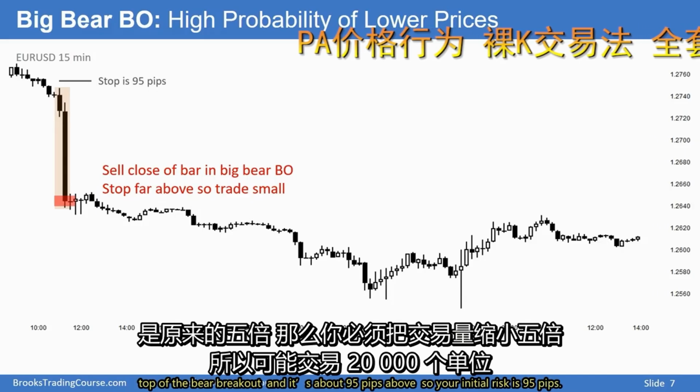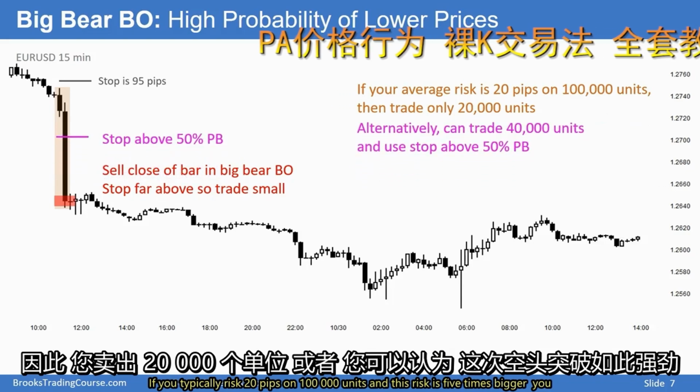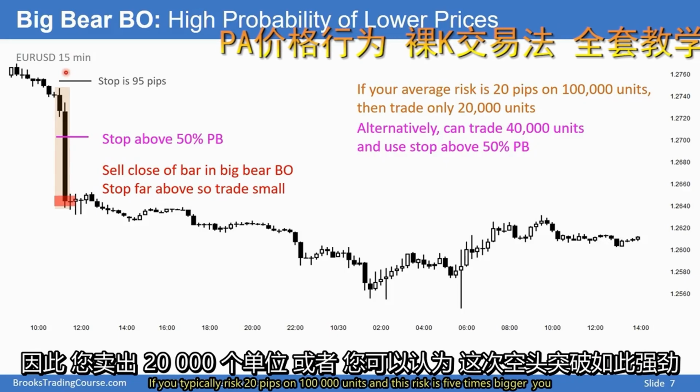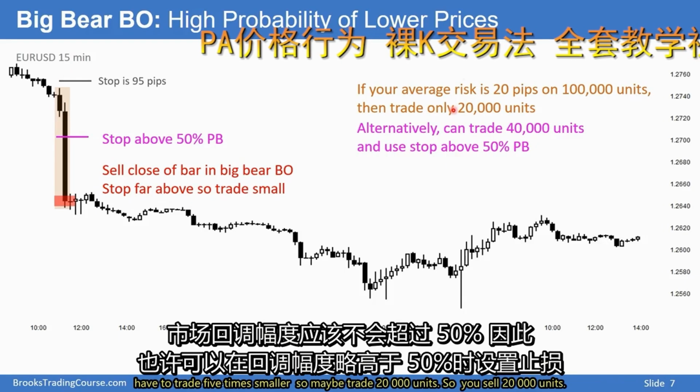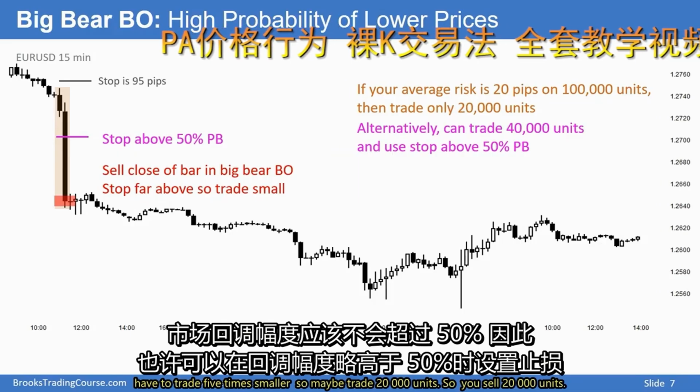If you typically risk 20 pips on 100,000 units, and this risk is 5 times bigger, you have to trade 5 times smaller. So maybe you trade 20,000 units. So you sell 20,000 units.